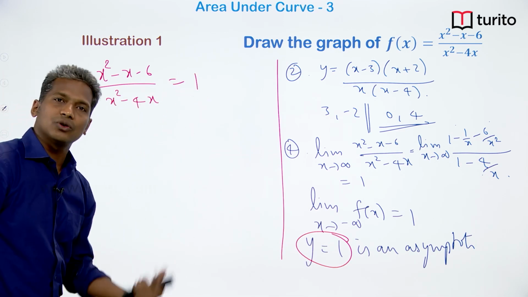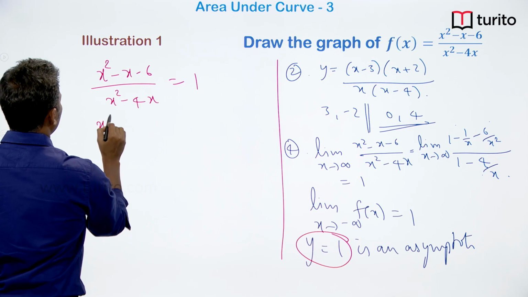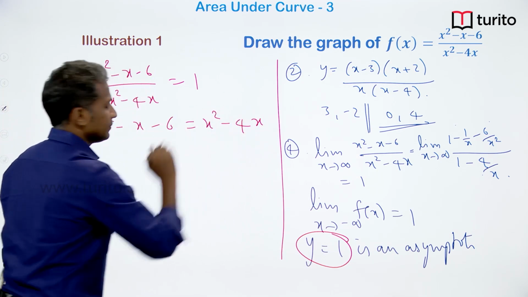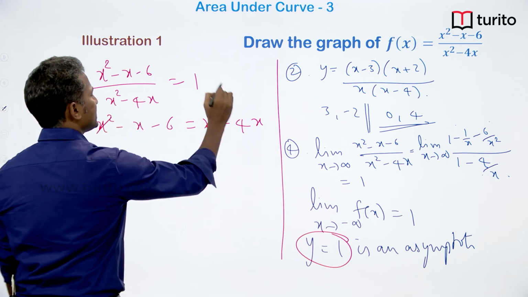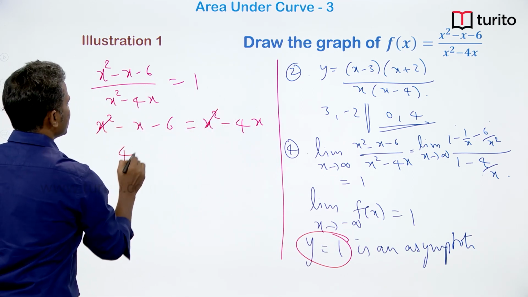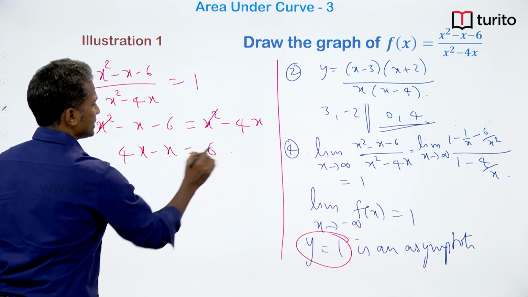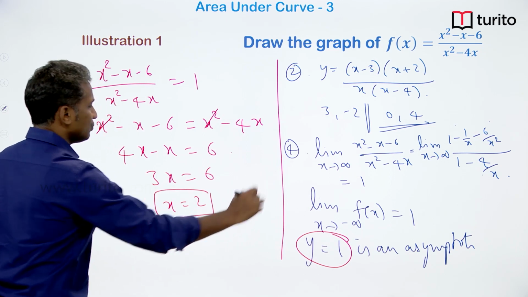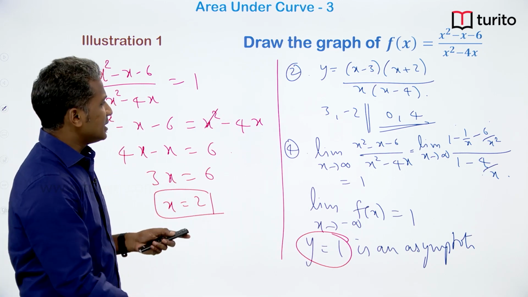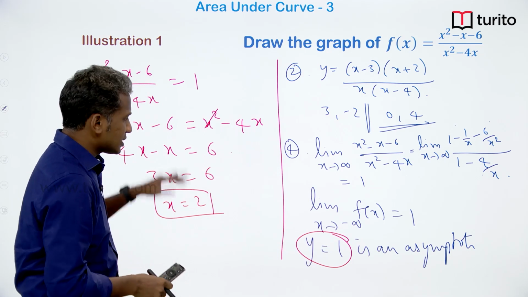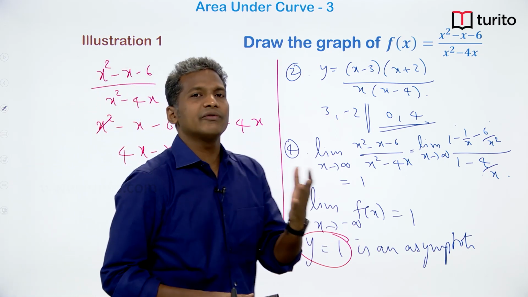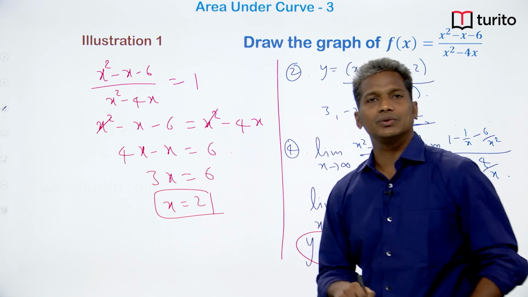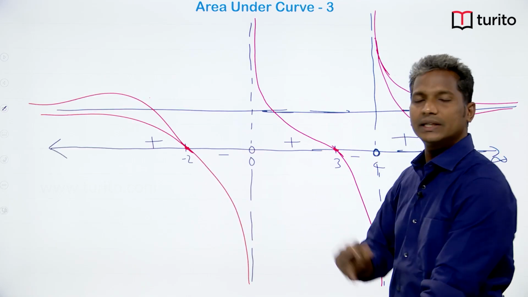So, for that we basically equate this function to 1 and solve it. So, now when I solve it, what do I get? Here x square is getting cancelled and if I take 4x to this side, 4x minus x, it becomes 6. So, 3x is 6, which means x is equal to 2. That means there is a cut. If solutions exist here, that means the graph is cutting the horizontal asymptote at one point and that value is x equal to 2. Now, let us observe where this x equal to 2 is.